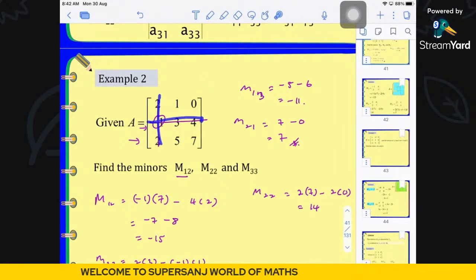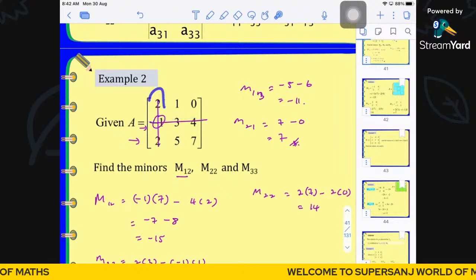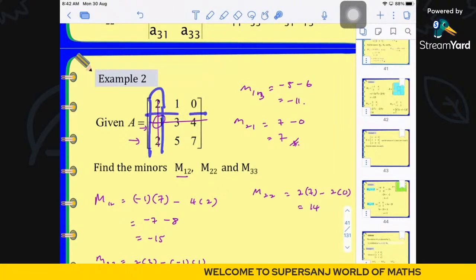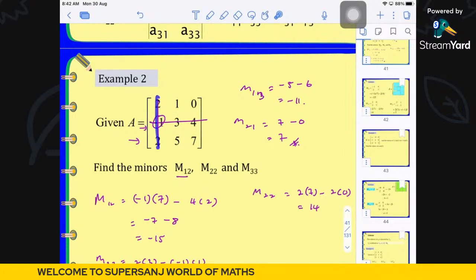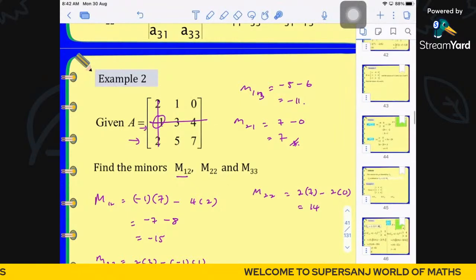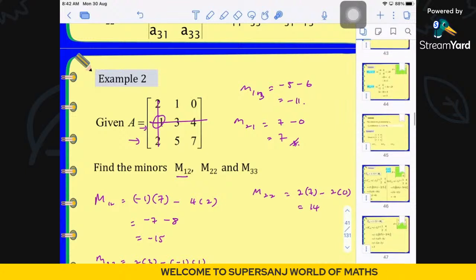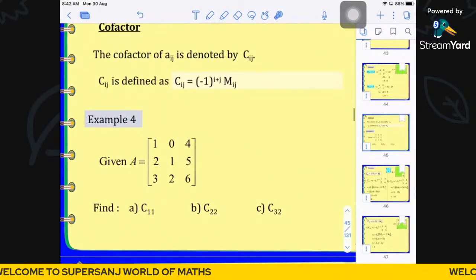No problem. Okay, so we carry on some more. Now the next one there is going to be cofactor. Now cofactor, there is a formula actually. Okay, now let's pay attention. Hold on. I'm waiting for the screen to go to the cofactor page. Screen is not moving yet. Hold on.